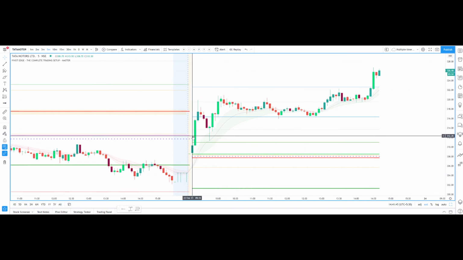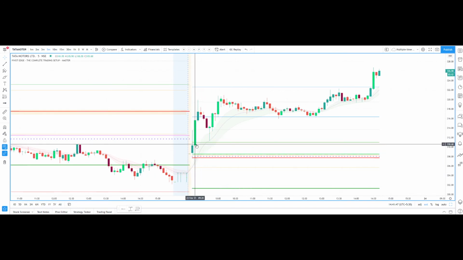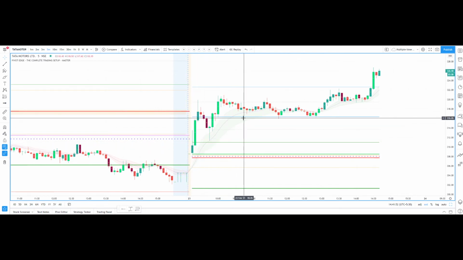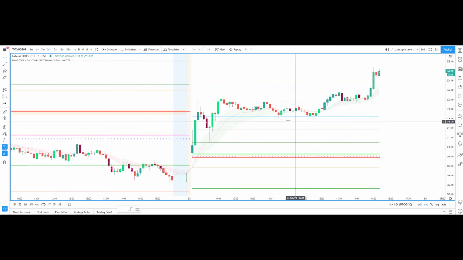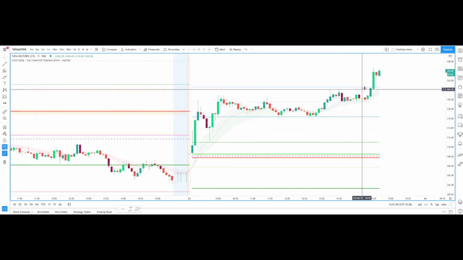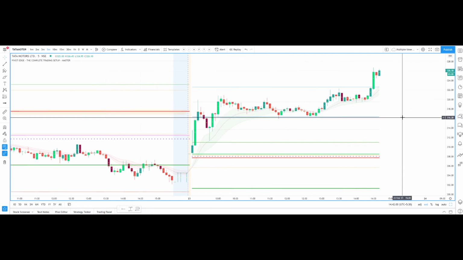Okay, after the first candle we got a buy indicator in the second candle. If you enter a trade here, you have achieved two targets, extended level 1, intermediate 2, and extended level 2, 3 targets you have achieved.